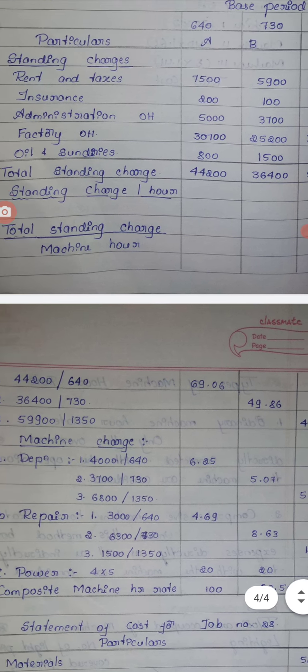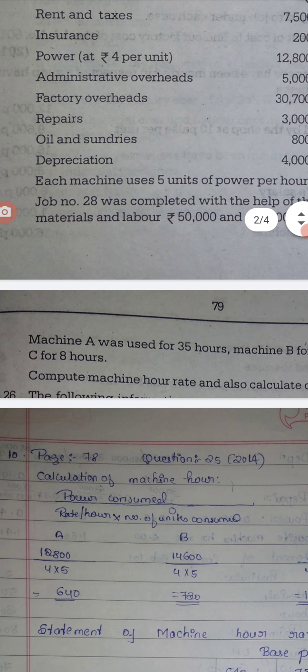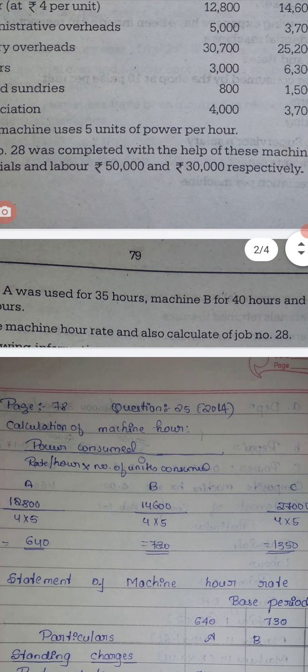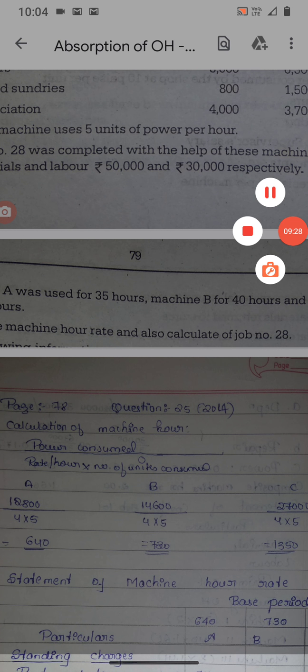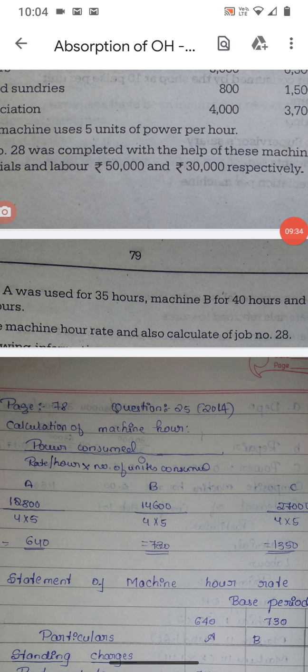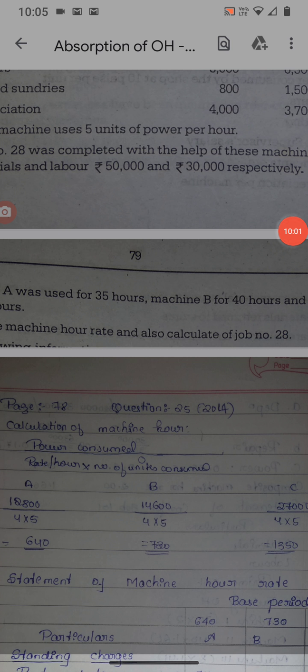Now in this problem they have asked for this job number, so we have to multiply machine hours by the hours they have given. Okay, so this is how we solve a problem on machine hour rate. Remember, this is the second concept in absorption of overheads. The first concept is calculation of the absorption rate, which is asked for 6 marks, where you have formula based problems and solutions. In this case, machine hour rate, you have detailed information given related to particular machines, and then you have to solve the problem.